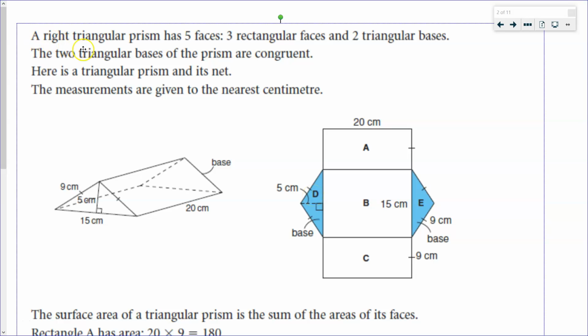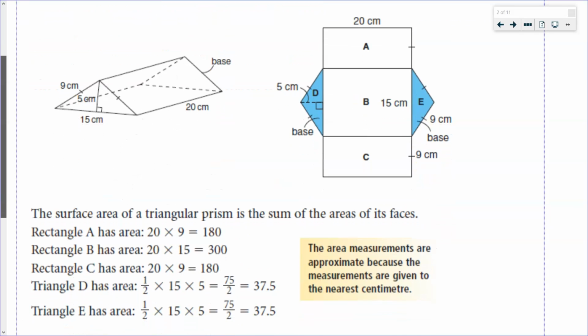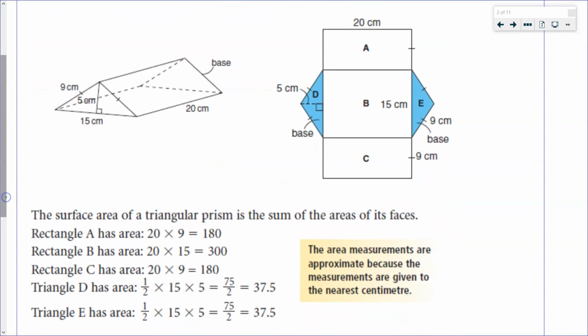So in this case, a right triangular prism has 5 faces, 3 rectangles and 2 triangular bases. The 2 triangular bases are congruent, so these will always be the same. So here's a triangular prism in its net. The measurements are given to the nearest centimeters. The surface area of a triangular prism is the sum of the area of all its faces. So they broke it down into 5 sections here.